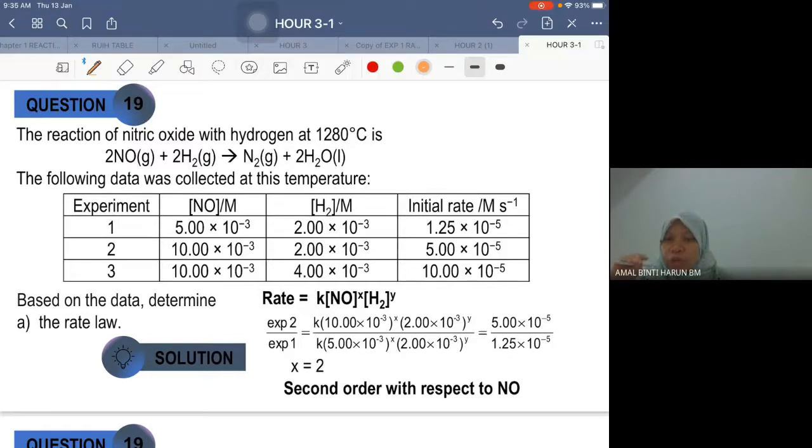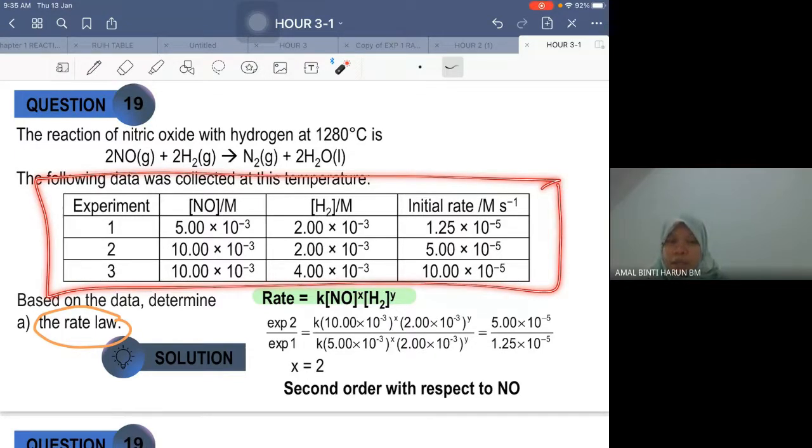Okay, am I too fast? Kalau saya cepat, you nak slow down, you nak tanya mana-mana, you just raise hand. Okay, mana dah? 18. Dia bagi lagi experimental data, 3 eksperimen. Based on the data, determine the rate law. Okay, rate law, kalau you nak tahu rate law, kita tulislah rate law, rate K, each of the reactant raised to their respective order. But in the rate law, we must mention their order for each of the reactant, but then we don't know the order for NO and hydrogen. So since we don't know, we need to find the order of reaction by using the data given.